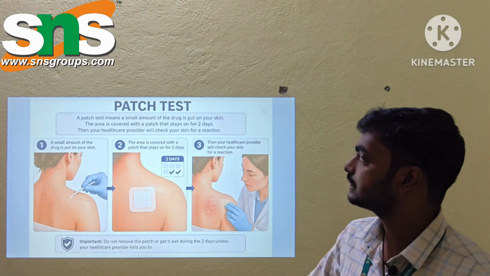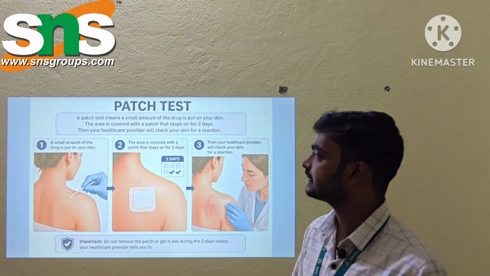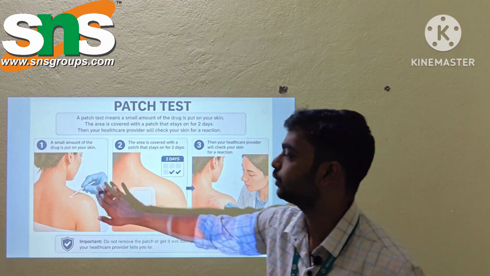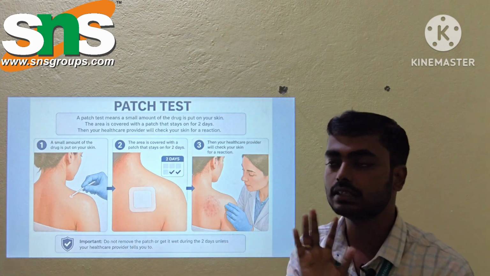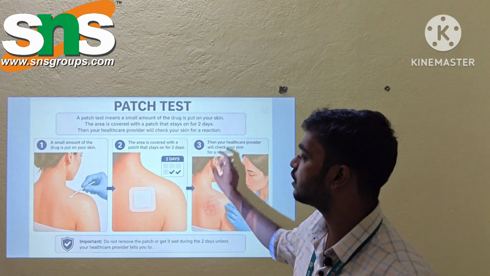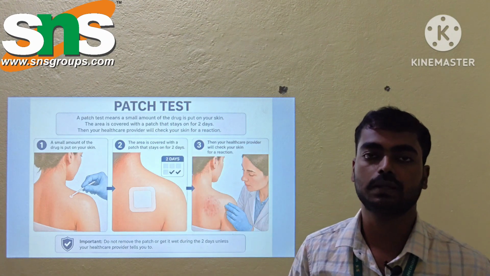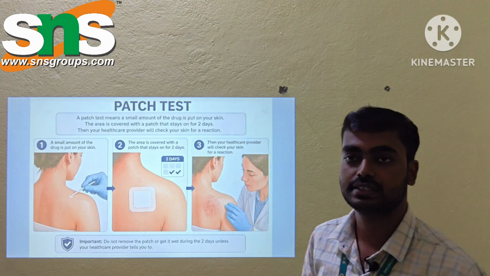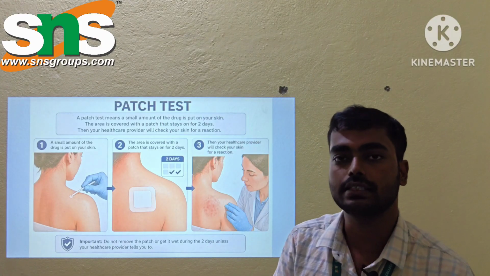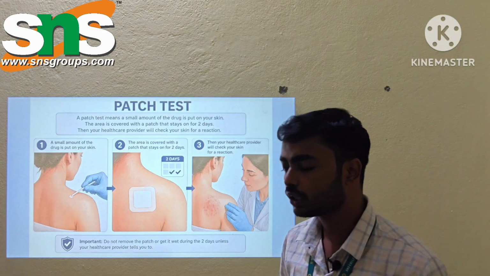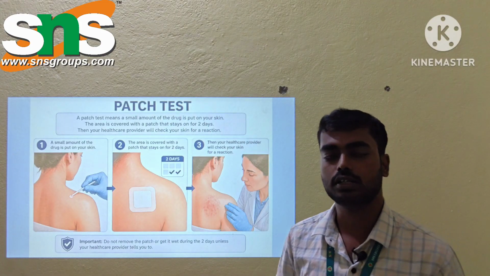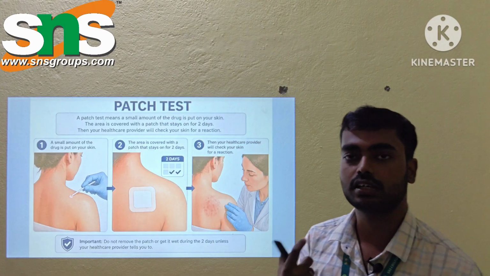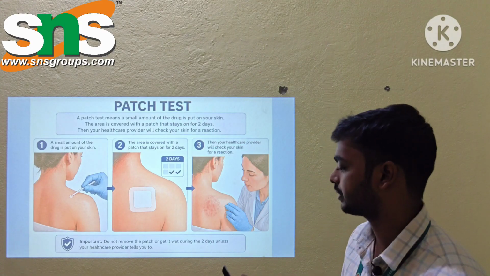Okay, next, this is a patch test. The patch test means a small amount of drug is put on your skin, on any place of the skin region, and covered with patches, and you wait for 2 to 3 days. After 2 to 3 days, the doctors check whether the particular patch area has any inflammation or itching. If the person has any inflammation or itching, the particular drug causes an anaphylactic reaction, an adverse effect to the patient.